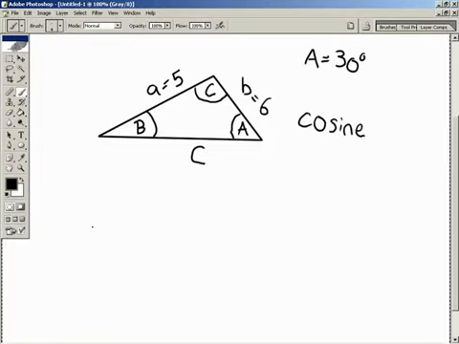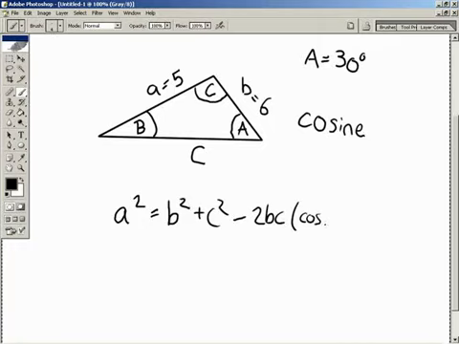Well, cosine looks really complicated. In fact, some people get very confused because there are three formulas to remember for cosine. A squared equals B squared plus C squared minus 2BC and then cosine of A.